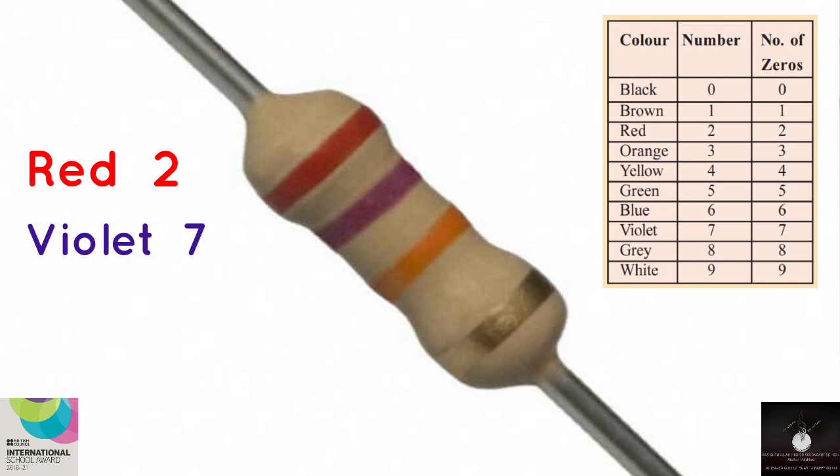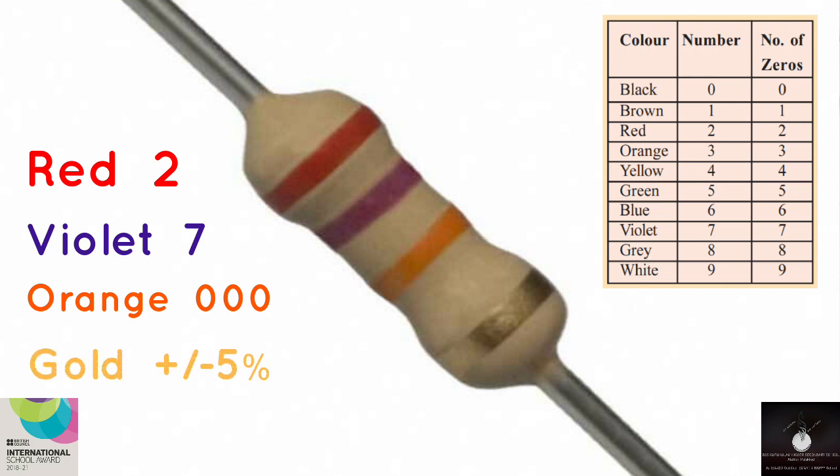Then the third color is orange. The third digit represents the number of zeros. So how many zeros do we have to put for orange? 3 zeros. And you can see one more color there, isn't it? You can see a golden color. And the fourth color, as I have told, represents the deviation.